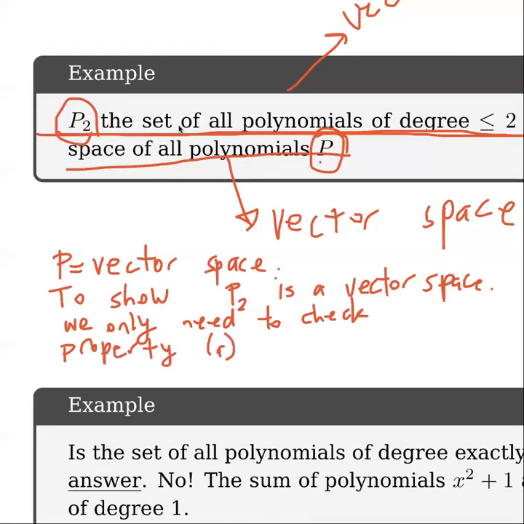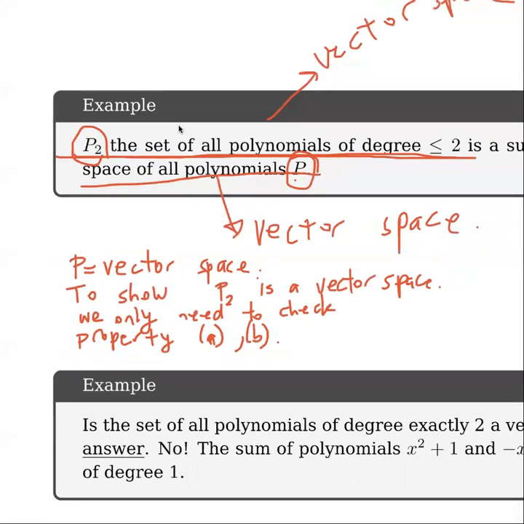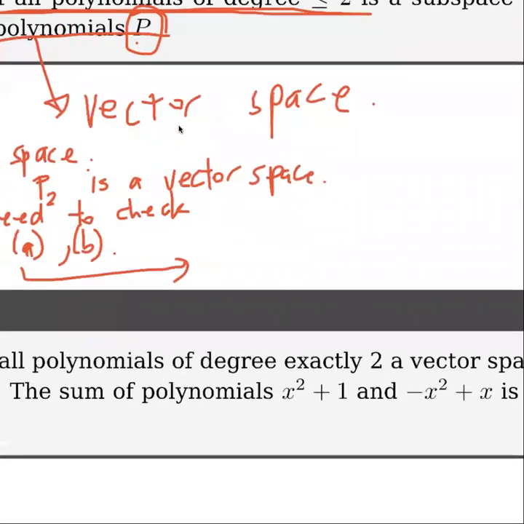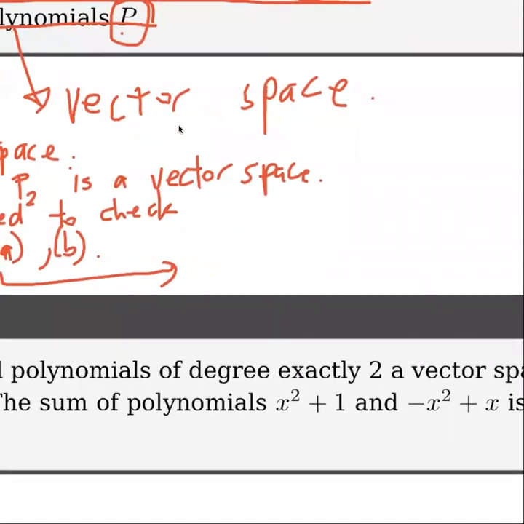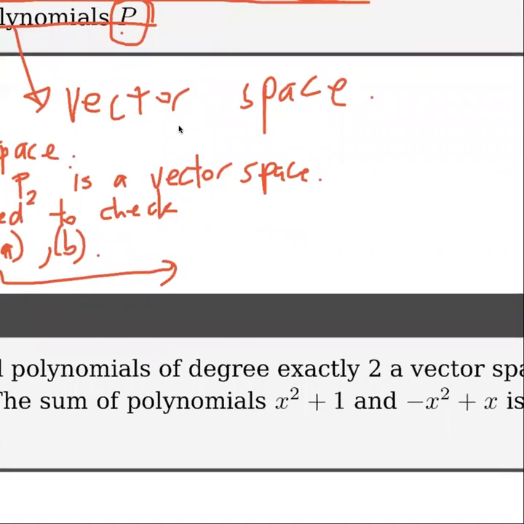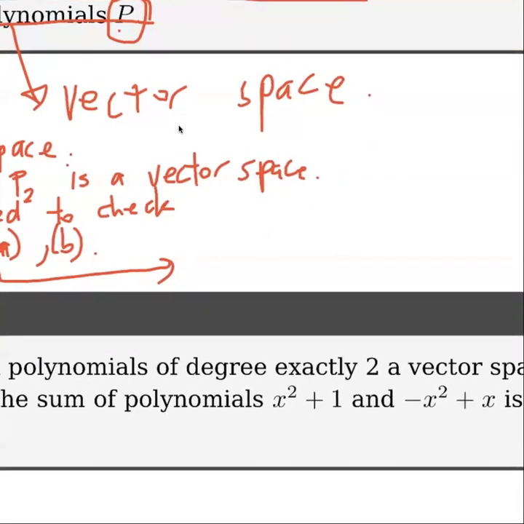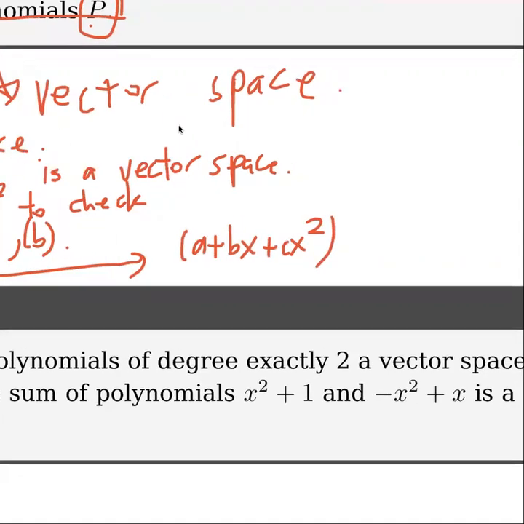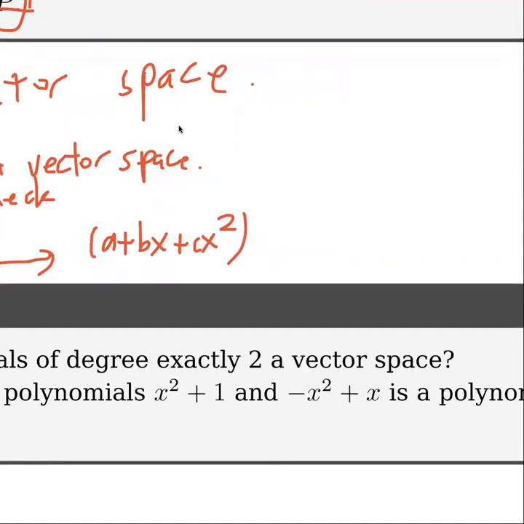Property A and property B. Now, what was property A? Property A was this: if you take two vectors from that set, their vector addition should be in that set. Okay, so if we take two vectors, now our vectors are polynomials of degree less than or equal to 2.